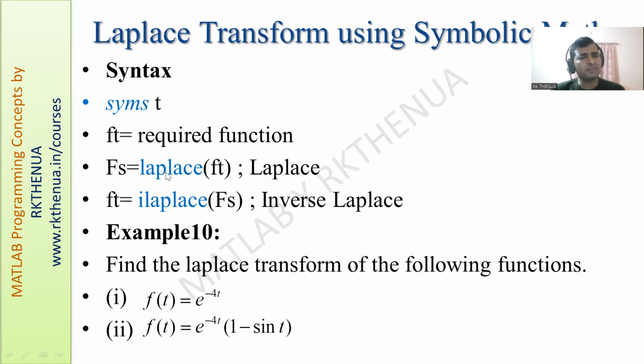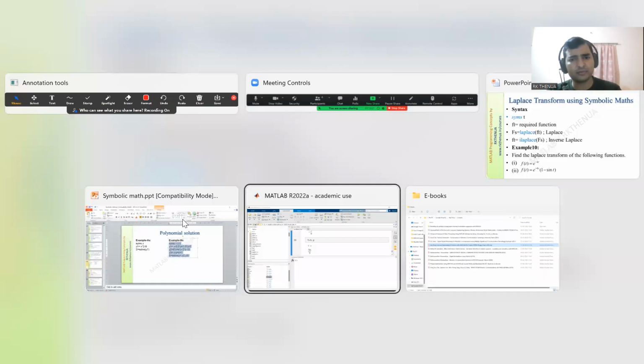For the Laplace transform, we have the function laplace. You have to write simply laplace and this f(t). Obviously, this f(t) should be defined using symbols. For example, if you want to perform Laplace of e to the power minus 4t, yes, we know e to the power minus x, like that. So for e to the power minus 4t, obviously you have to define this t as a symbol, and after that use this expression. Okay, so we can check that.